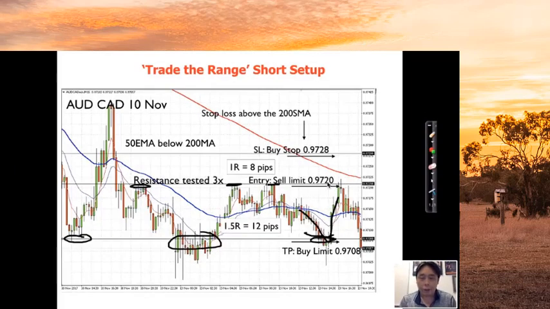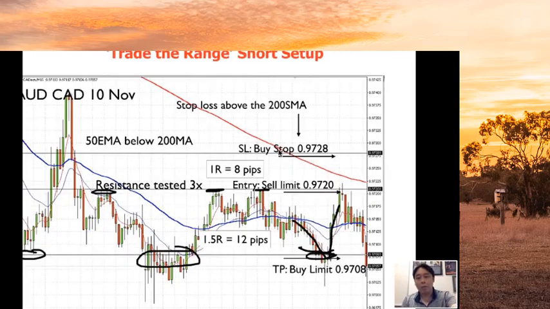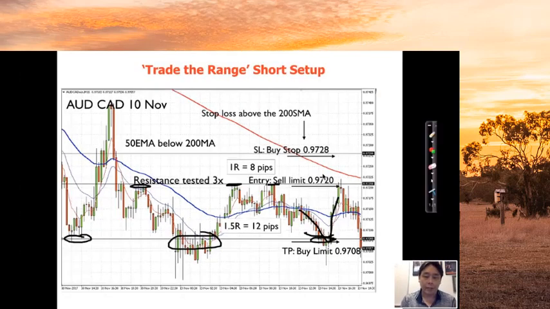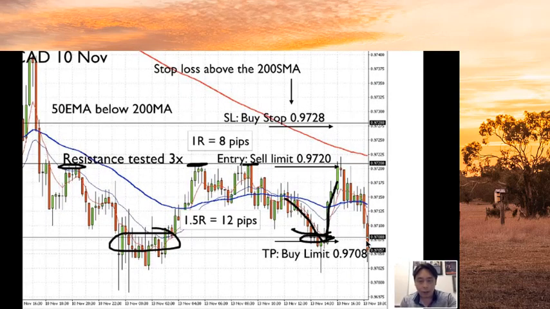And I placed my stop loss 8 pips above my entry price, which is 97.28. Again, it happens to be above the 200 moving average, so that gives me an added level of protection. So that's 8 pips. My profit target, I placed it just at the support over here at 97.08.